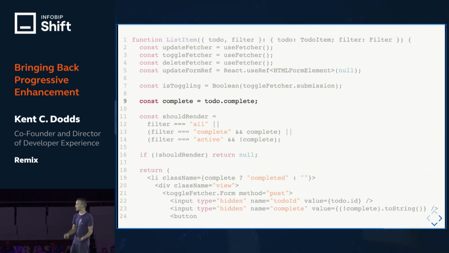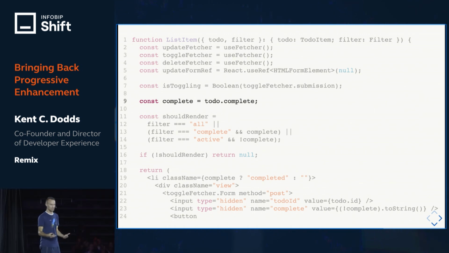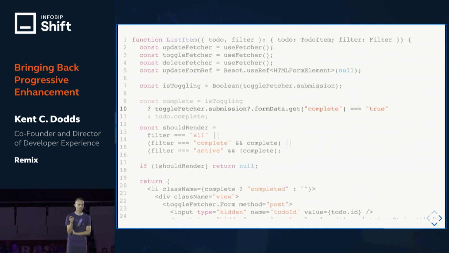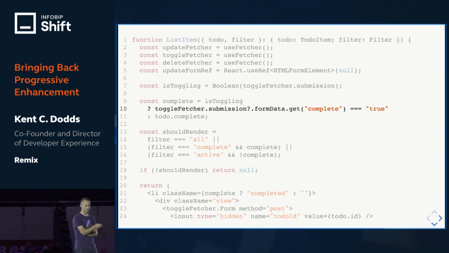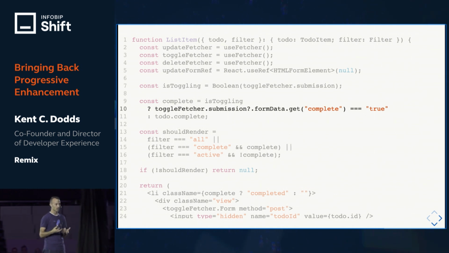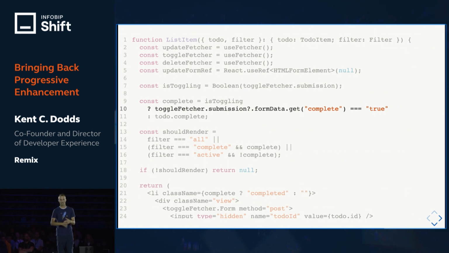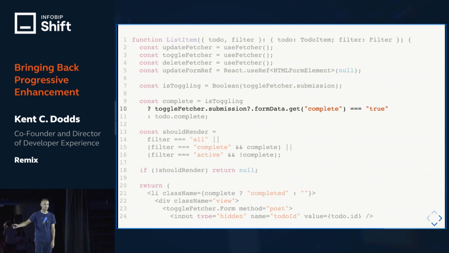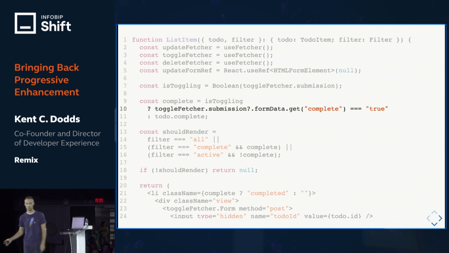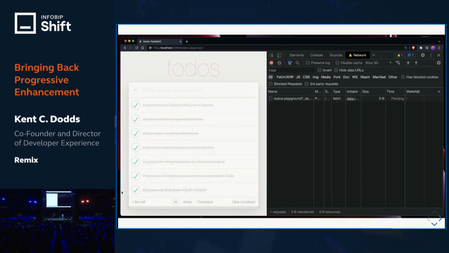If we want to optimistically show what the next state will be after the user has submitted this, all we have to do is say, hey, toggle fetcher, if you've got a submission, then I want to get that form data object that you've created for that submission. I'm going to get the complete state out of that. If that is true, then that's what I'm going to use for the complete state that I use to render my component. I'm done. I am completely done implementing optimistic UI for this particular user experience. I don't know how many of you have implemented optimistic UI, but it is never that easy, ever, especially when we talk about rollback.